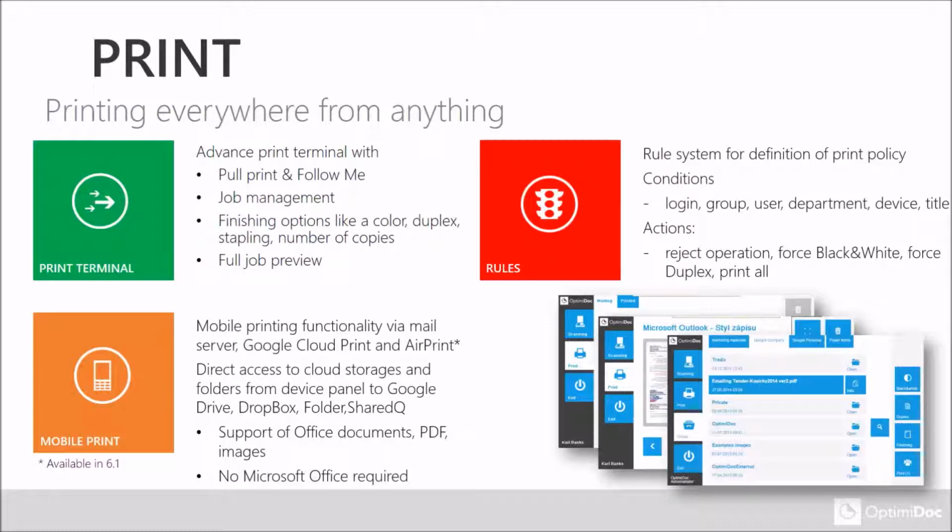Rules could be used for the definition of the print policy of the company. So for example, you can restrict that all print jobs printed from the Microsoft Outlook will be printed black and white and duplex. There is a set of the conditions and the actions which could be used for the definition of the exact print policy of each customer. So that was the printing.